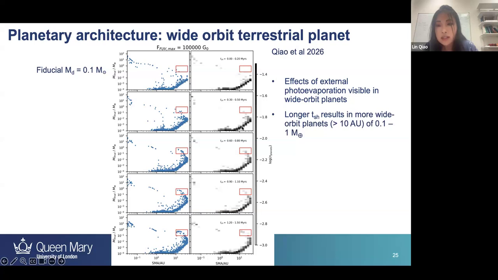And then on the right-hand side is the number density of the planet population shown on the left-hand side. So we can see that in the region highlighted by this red rectangle, which includes the terrestrial planets between 0.1 to 1 Earth mass, and in the region of greater than 10 AU, we can see that there are more planets remaining in this region with increasing shielding time, or equivalently with weaker UV radiation.